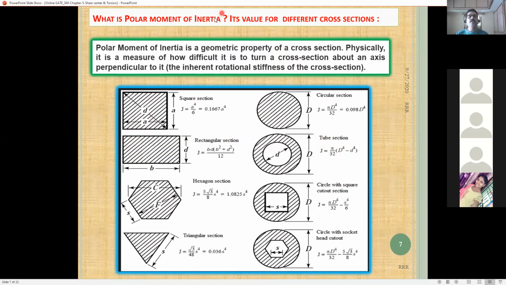Right. So always remember, whenever they give the question, you need to draw the two axes, Ixx about the x-axis and Iyy about the y-axis, and you will get both Ixx and Iyy.